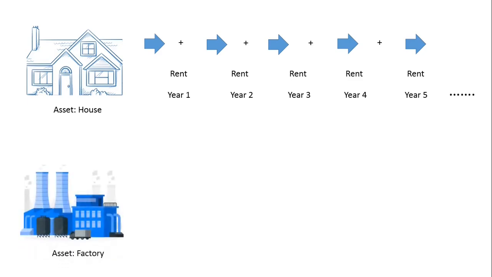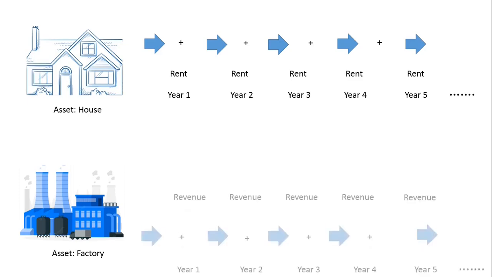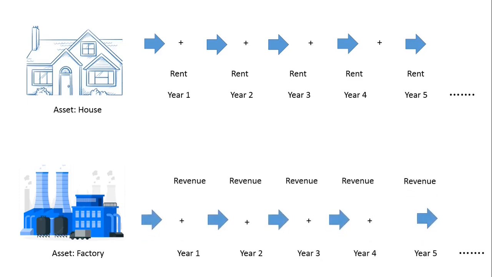Similarly, a business unit acquires a factory for producing goods and earning revenue over a very long period of time. The intention is not to sell the factory within a short period of time, but to put the factory into use, to produce goods and services, and year on year, to earn revenue out of it.